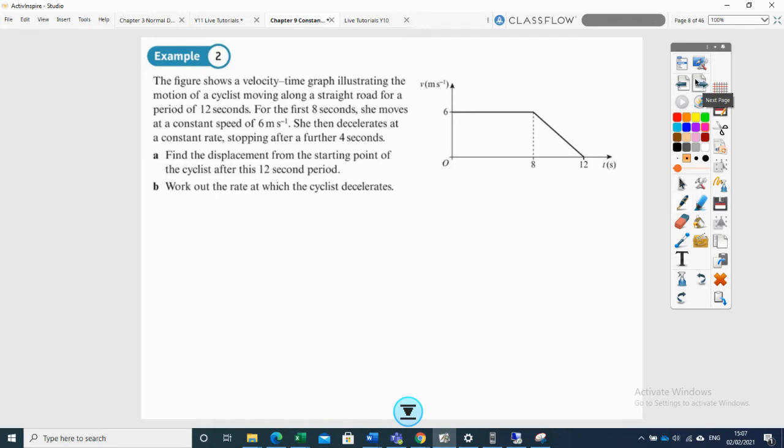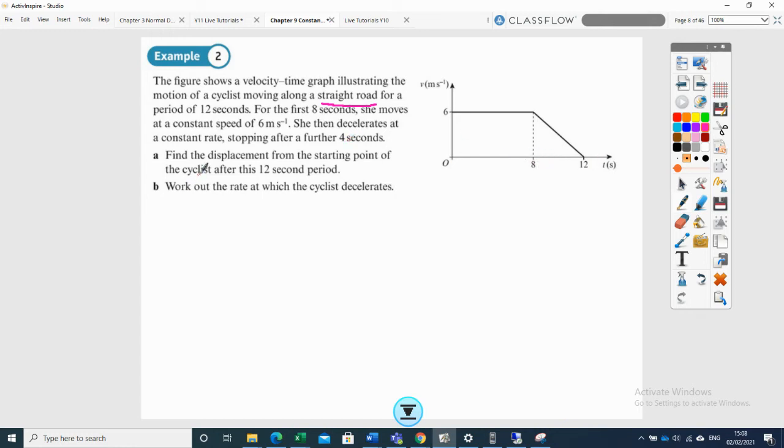Let's move on to some of the examples from the textbook. The figure shows a velocity time graph illustrating the motion of a cyclist moving along a straight road for a period of 12 seconds. So that's important. It's moving along a straight road. T is 12 seconds here. For the first 8 seconds, he moves at a constant speed. Obviously we can see that flat horizontal line there. And she then decelerates, so it's got the negative gradient at a constant rate, so it's a straight line uniformly, and it stops after a further 4 seconds.